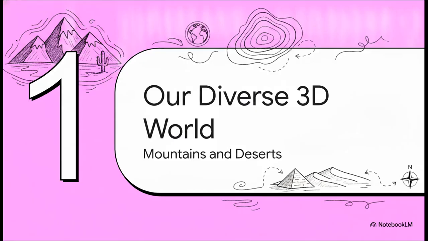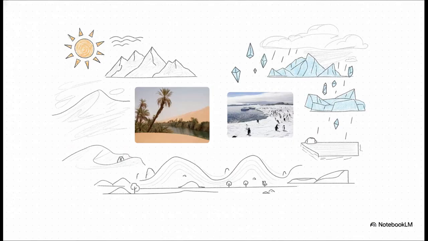So, step 1, let's look at our incredibly diverse 3D world, from mountains all the way down to the deserts. Before we can even begin to understand how to read a map, we really have to appreciate the sheer physical variety of the planet that cartographers are trying to capture.